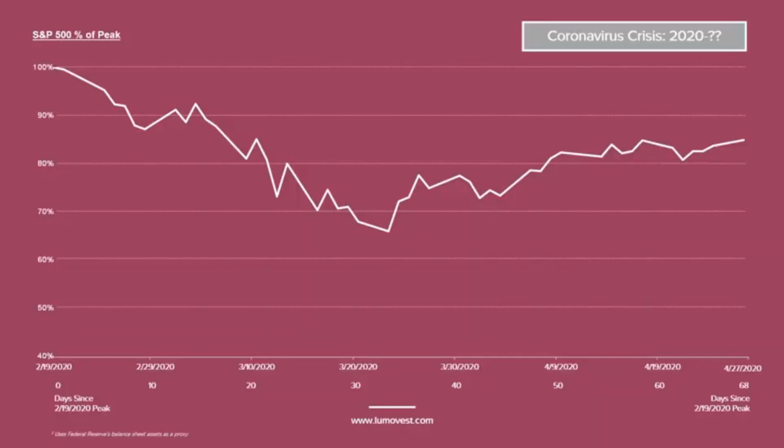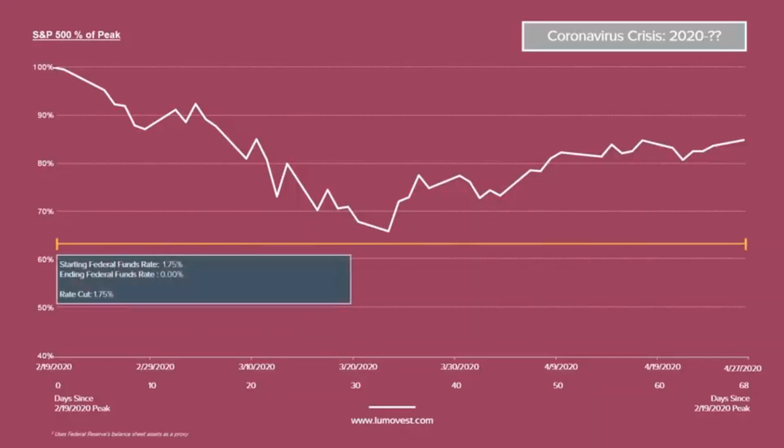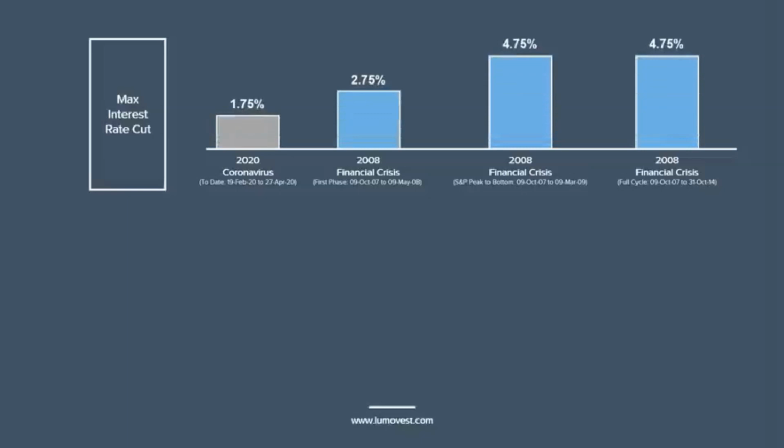To fight the coronavirus, the Federal Reserve cut the entire 1.75%, bringing interest rates to zero, just like it did during the 2008 financial crisis. But that's only a reduction of 1.75% relative to a reduction of 4.75% in 2008. Unless the Fed wants to push the United States into negative interest rate territory, it's pretty much out of ammunition with its interest rate weapons.